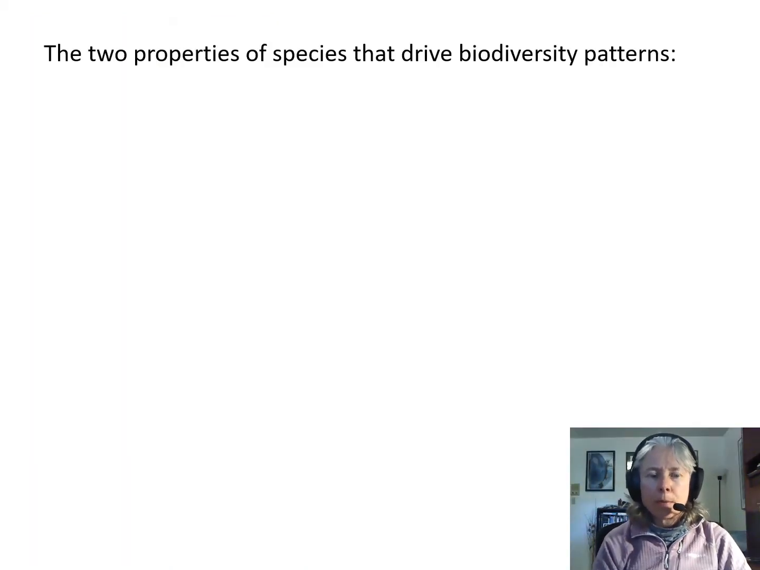There are two properties of species that drive biodiversity patterns. One is the occurrence of species, in other words, their distribution, and then the other is their abundance. And those are two interrelated factors that ultimately define biodiversity. These properties often respond in tandem to generate patterns that have been documented in a wide variety of regions and in a lot of taxa around the world. Several of these patterns have a biological basis.